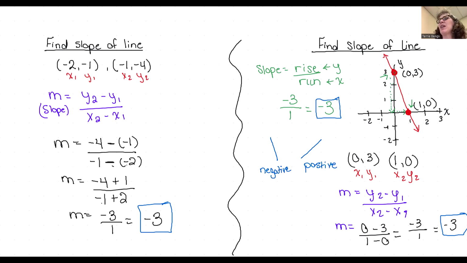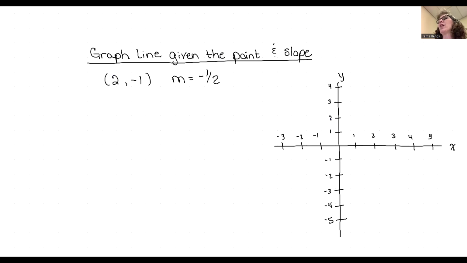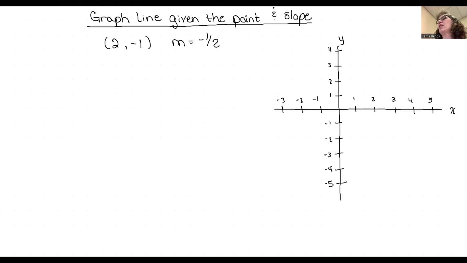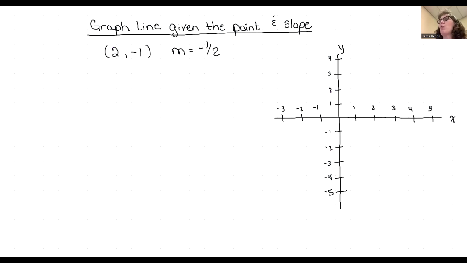All right, so let's look at one more here. Okay, and this time we're going to be graphing. So it tells us to graph a line given the point and the slope. So we have our point and our slope, and we're going to graph this on our graph. So the first thing we want to do is label our x and y. And because we only have one point, we just have to label one x and y.